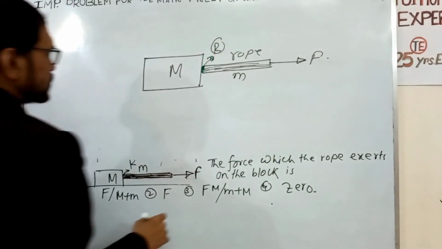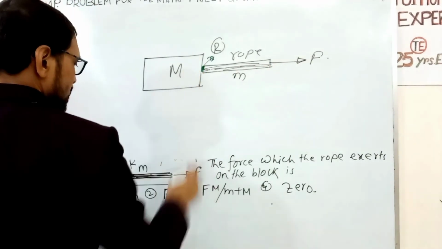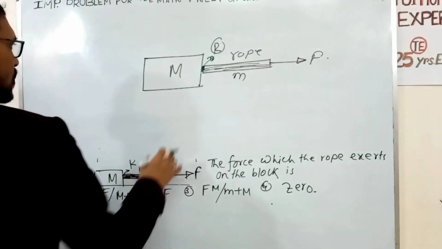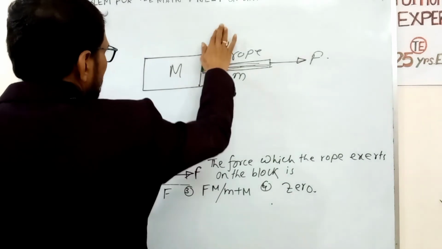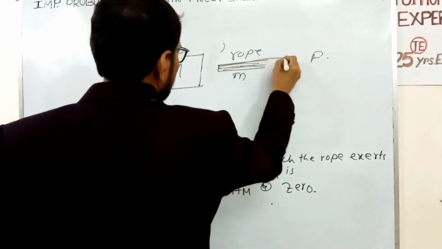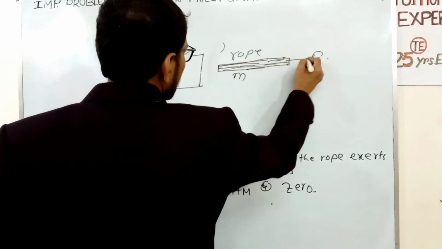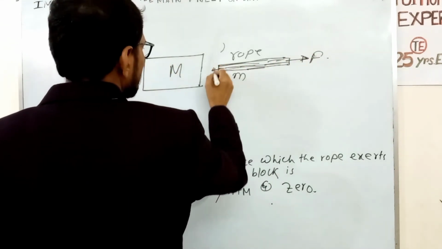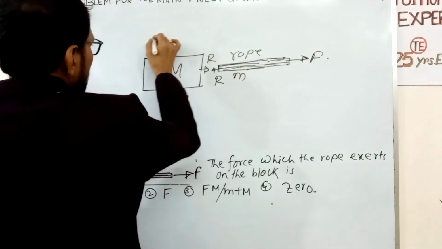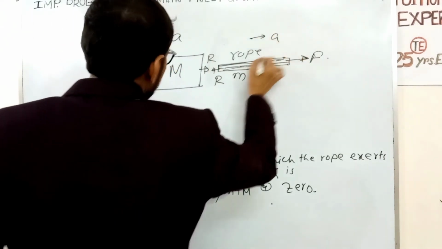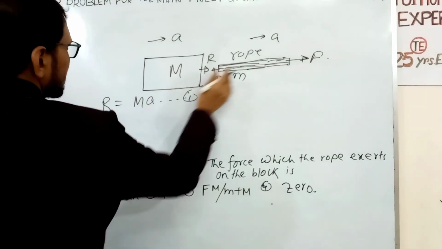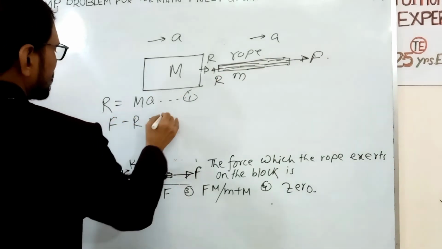Here option 1 is given as F, but this is not F. So what is the contact force? We have to draw the free body diagram. This is a rope, and here F is applied, and this is reaction R. You have to find this. The whole system moves with an acceleration A. So very easily we can find the equations of motion: R equals ma, and F minus R equals small ma.